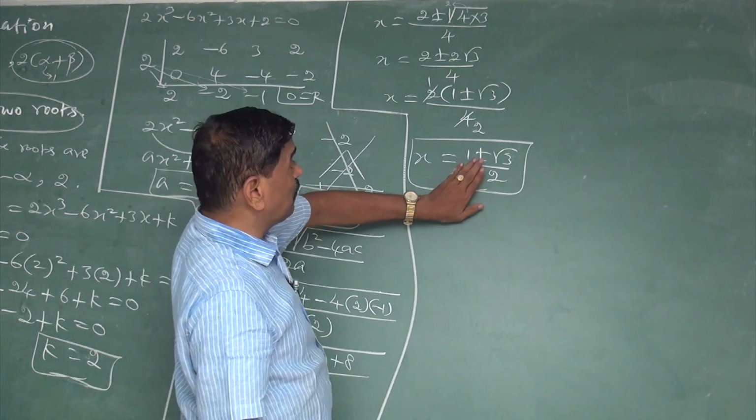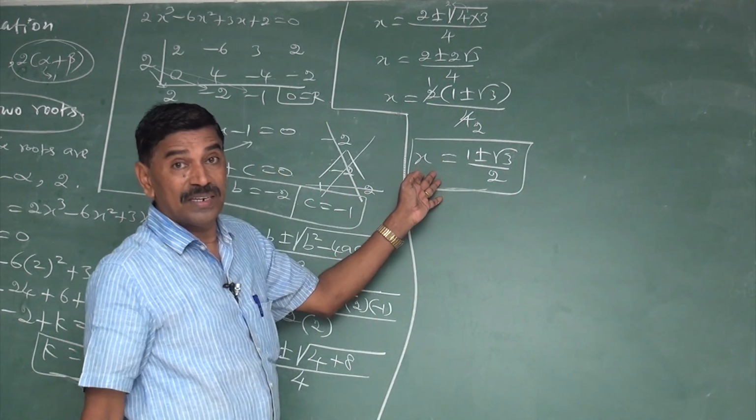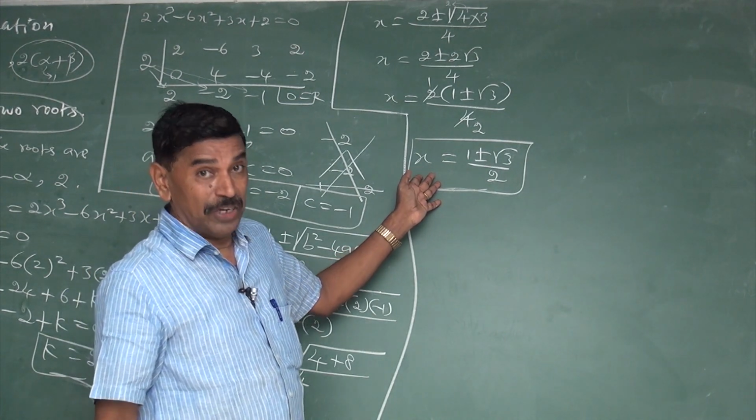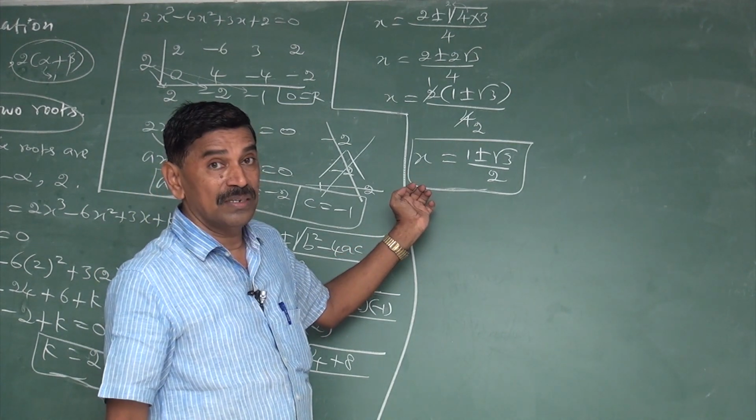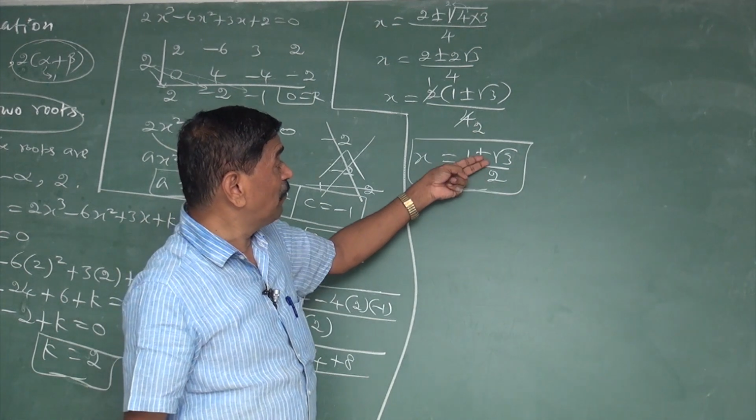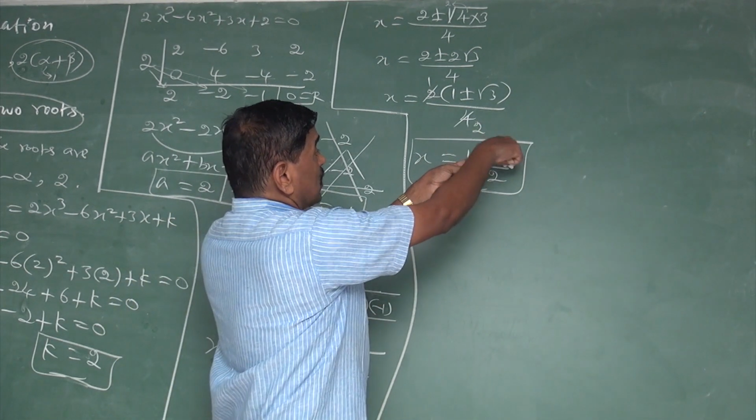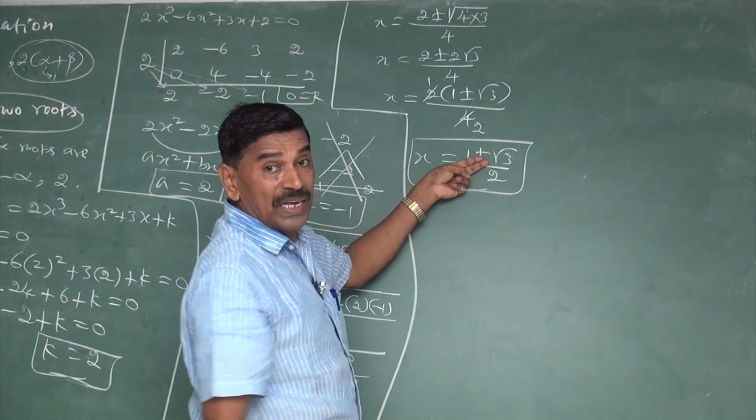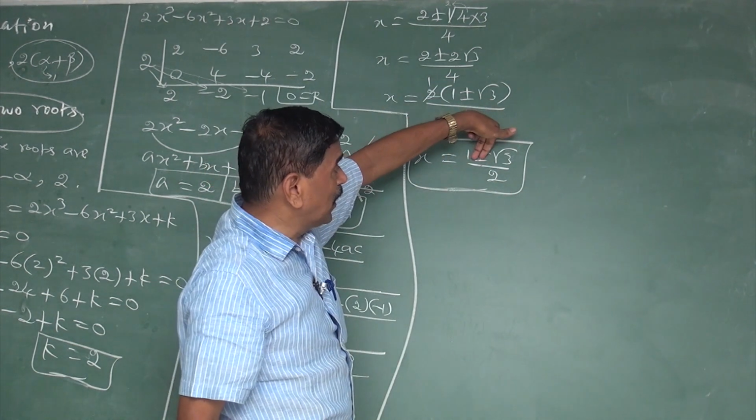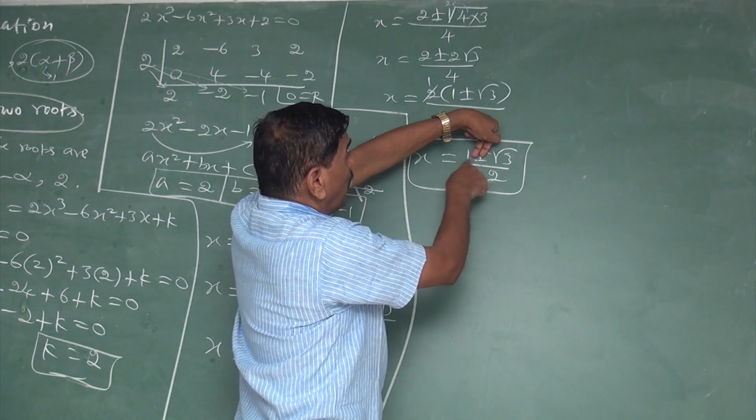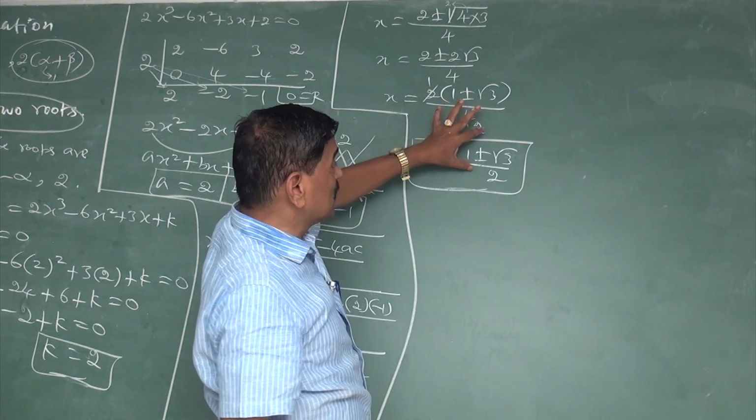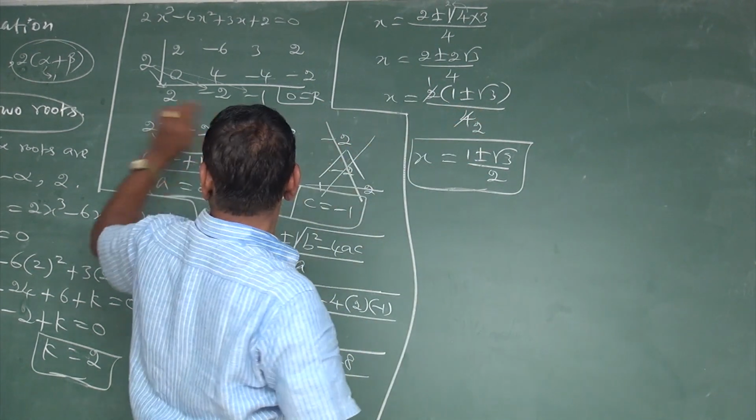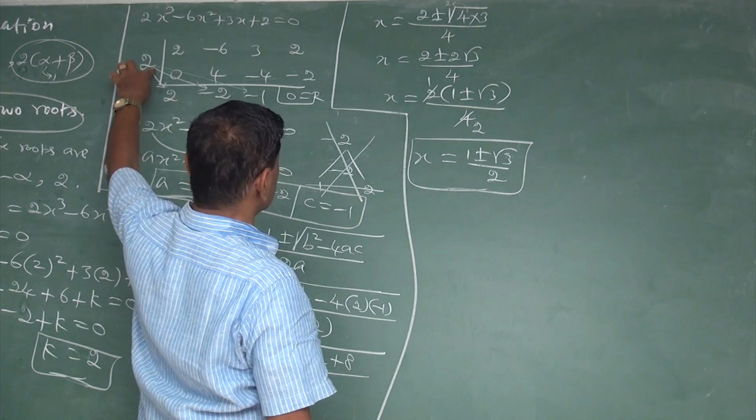Okay, how many roots are there? How many roots in this? Very good, 2 roots. How to identify 2 roots? Listen, forget minus. One root is 1 plus root 3 by 2. Okay, next root? Good, forget plus. We get 1 minus root 3 by 2. In this we have 2 roots. Already we have 1 root, that is 2 is 1 root.